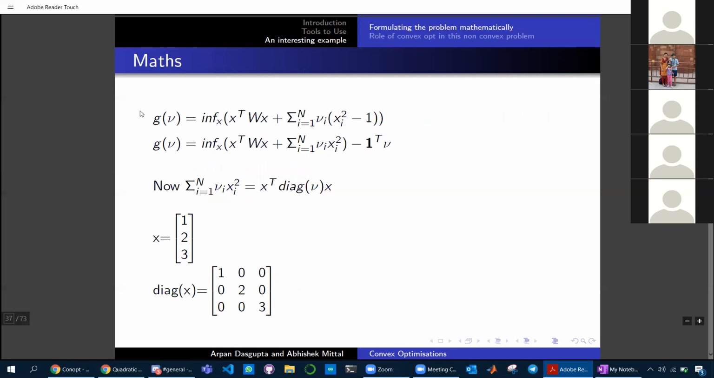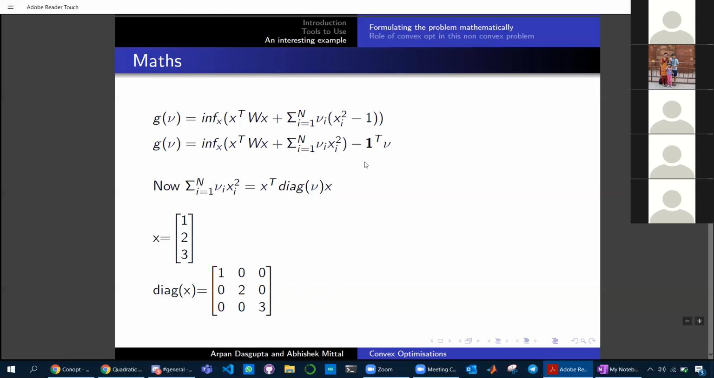Now, over here, I have my g of nu defined to be the infimum over x of this entire Lagrange function, where xi square minus 1 is the hi of x, basically. And I have assigned a Lagrange multiplier, nu i, to each one of those ith equality constraints. Since I can break this second term down and take the constant out, it's actually not a constant. Here minus 1 transpose nu is not a constant, but it is constant with respect to x.